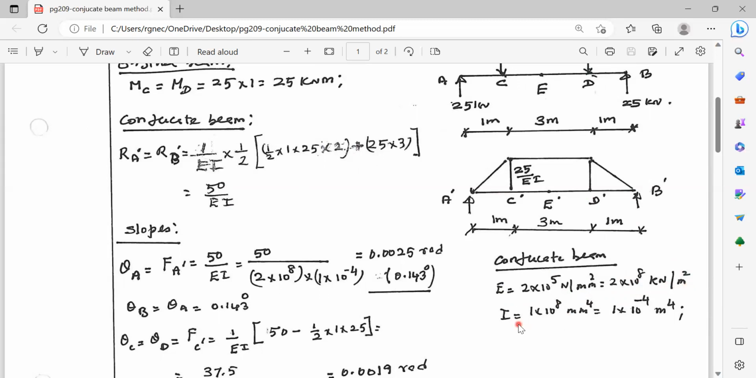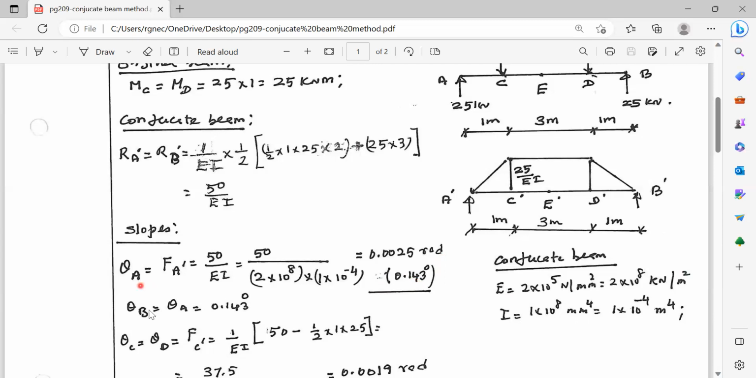Similarly, I value is given as 1 into 10 power 8 millimeter power 4, that is equal to 1 into 10 power minus 4 meter power 4. The dimensions are all in meters, the span. So we have to make the units consistent. I is converted into meter power 4, E is converted into kilonewton per meter square. So 50 by EI, you substitute the E value here, the I value here. This is equal to 0.0025 radians. If you want to get it in degree, multiply it by 180 and divide it by pi. Then you will get 0.143 degree.